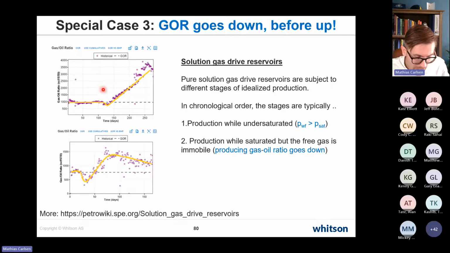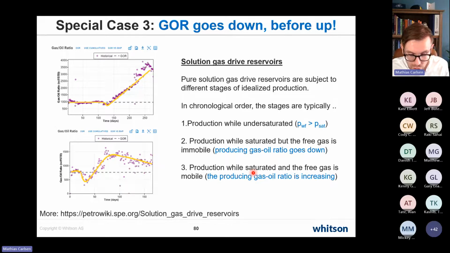What happens here is that gas is coming out of solution, but the gas is below the so-called critical gas saturation, so it doesn't move, it just takes up pore space. But since that gas has now left the mobile oil phase, that mobile oil phase has less gas in solution. So what is being produced at surface is just that mobile oil phase with less gas in solution, and the rest is stuck. Then we reach the critical gas saturation and that starts to flow, and that becomes number 3 here: production while saturated and the free gas is mobile, and the producing GOR starts to climb.